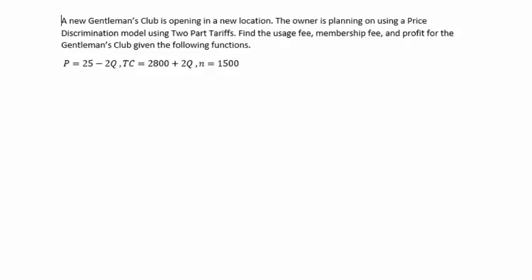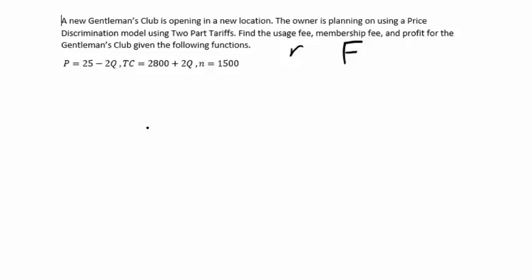And we're given the following functions and information: a price function of P equals 25 minus 2Q, a total cost function of 2,800 plus 2Q, and then the number of customers, or N, equals 1,500. First off, we're dealing with new variables here, so I will denote usage fee by R and membership fee by F. And we want to find F, R, and profit, or pi, for this problem.